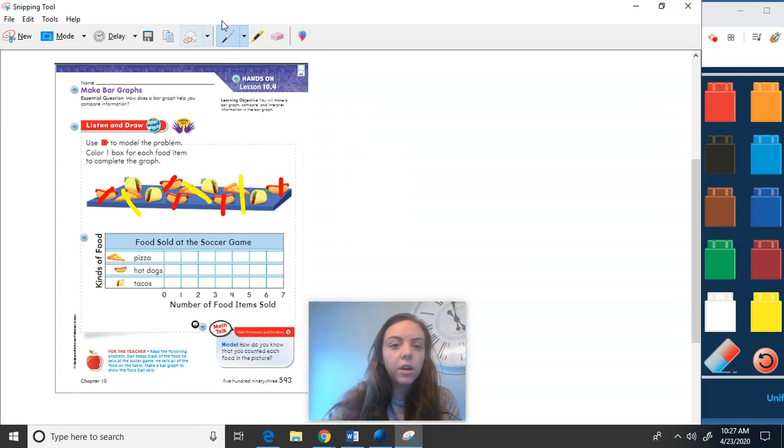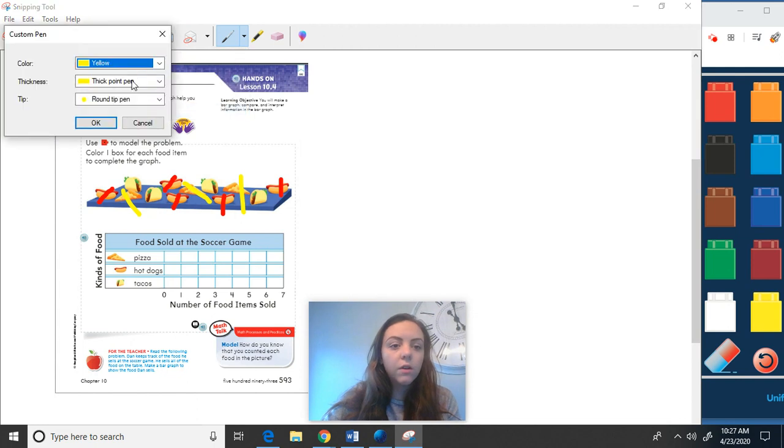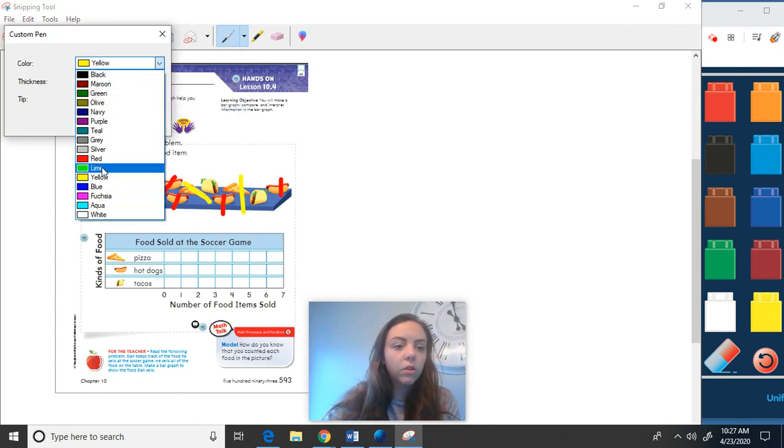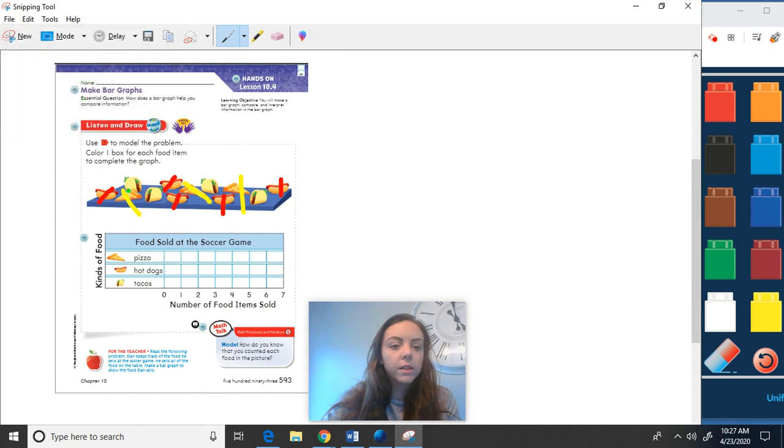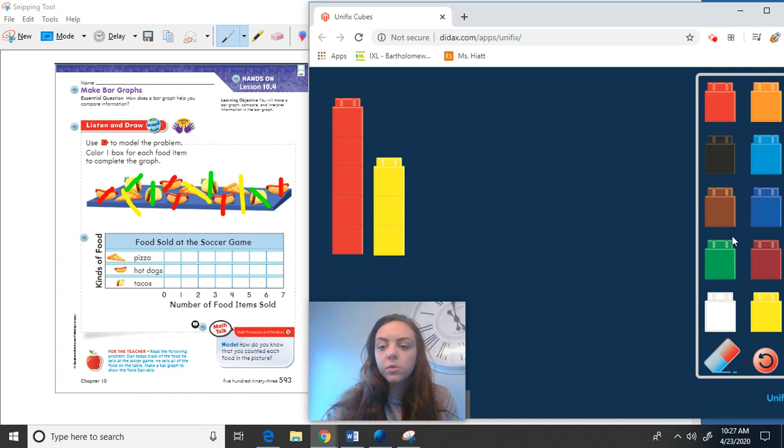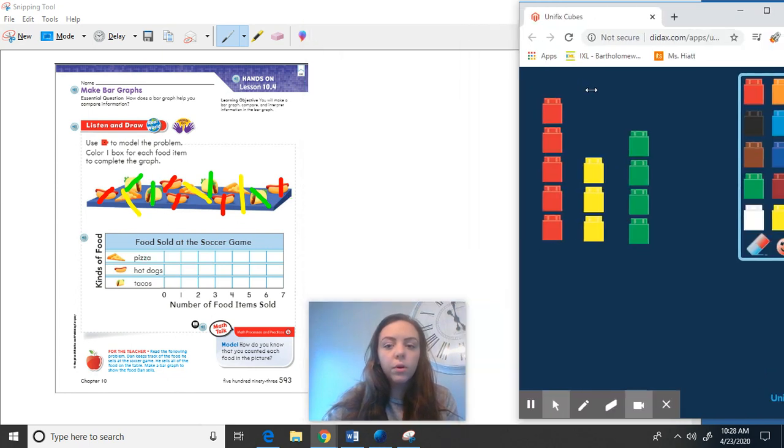Okay, now we're going to go back over here and let's do green for the tacos, like the green lettuce. And then ready? 1, 2, 3, 4. All right, so we'll take our green. 1, 2, 3, and 4. Okay, so now I've got my cubes over here, and this is kind of showing us a bar graph on our own, but we can also look back over here to make sure we have colored all of them.